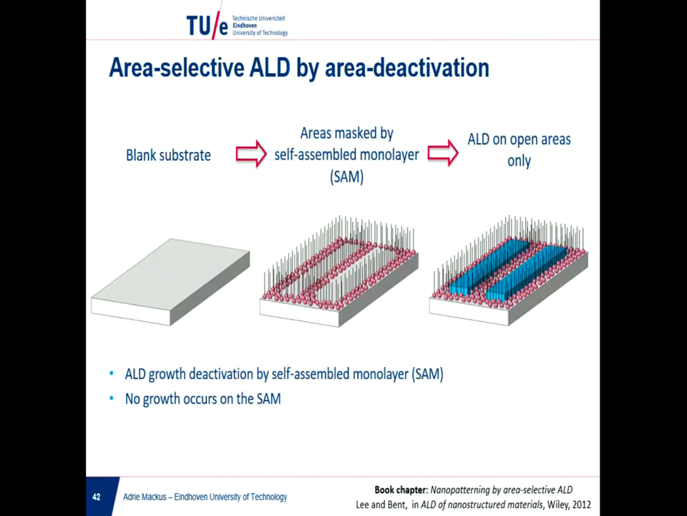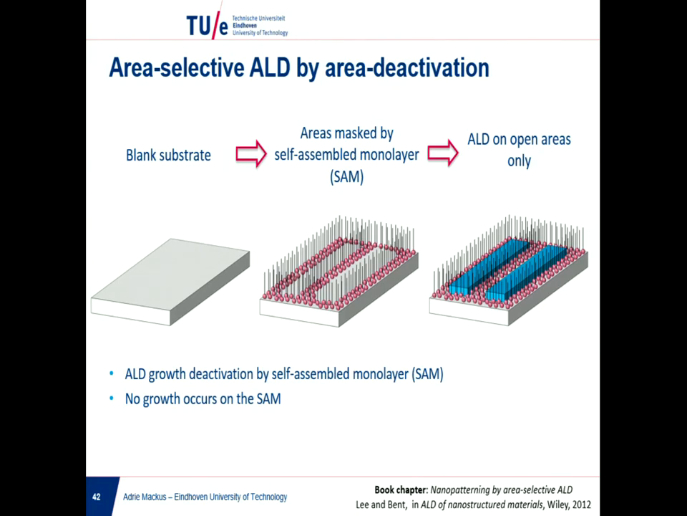So schematically, it looks like this. You start with a wafer. You use some technique to pattern the self-assembled monolayer, and then you perform your deposition. And then the idea is that the growth occurs selectively only where the self-assembled monolayer is not present. So this approach we refer to as area-selective ALD by area deactivation. So you locally deactivate your surface towards ALD.